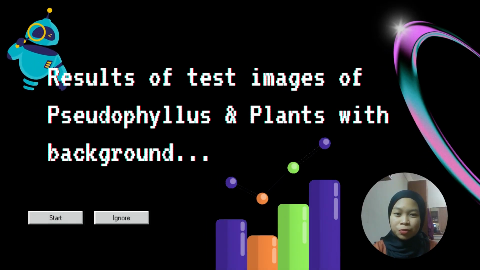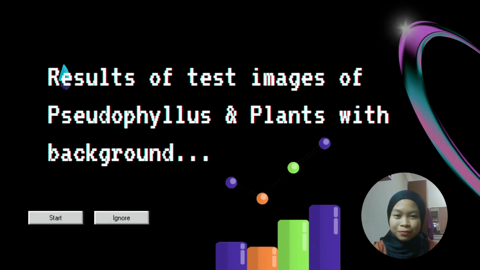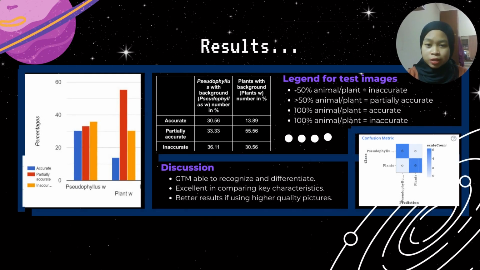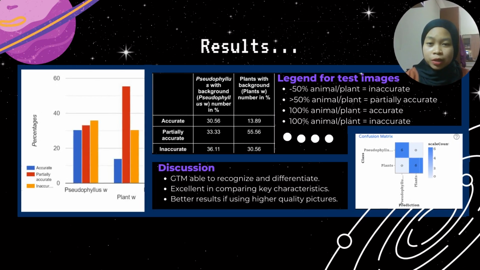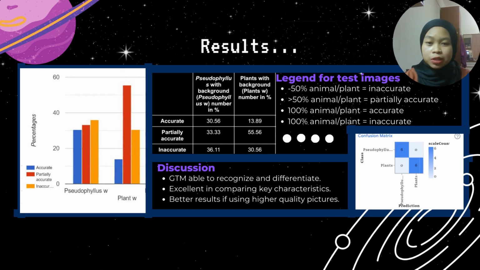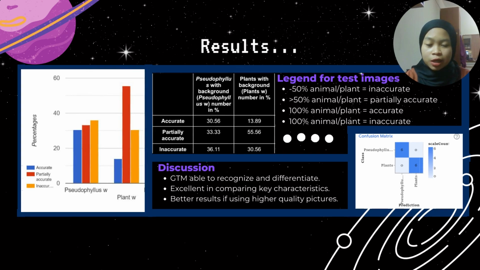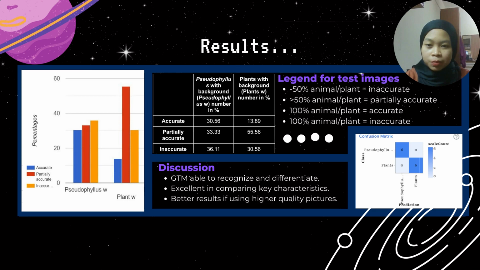I am Eva and I'm going to present the results of test images of pseudophyllus and plants with background using Google Teachable Machine. Focusing on the results, we can see that pseudophyllus compared to plants with background has higher accuracy in percentage, with 30.56%. Meanwhile, the plants have the better percentage of partially accurate than pseudophyllus, which is 55.56%. But the inaccuracy of pseudophyllus when tested is slightly higher than the plant's test images, with a 5.55% difference.